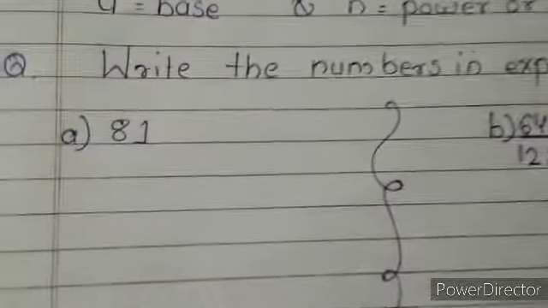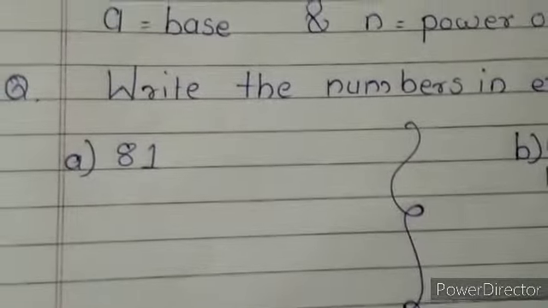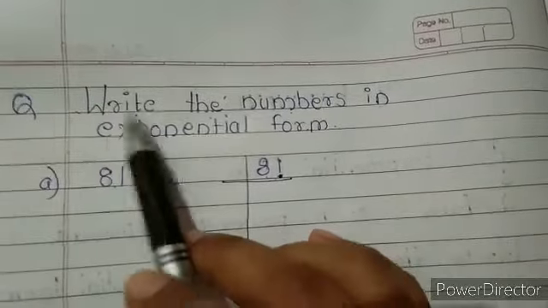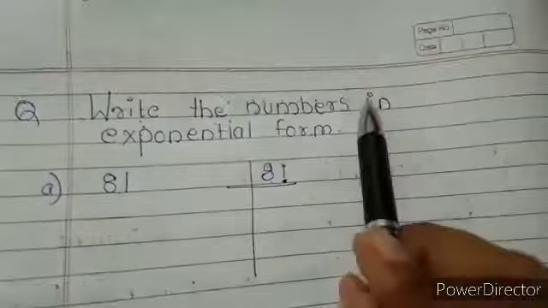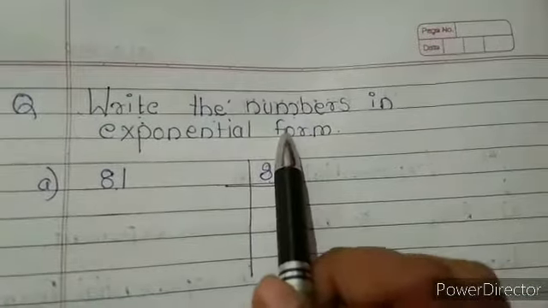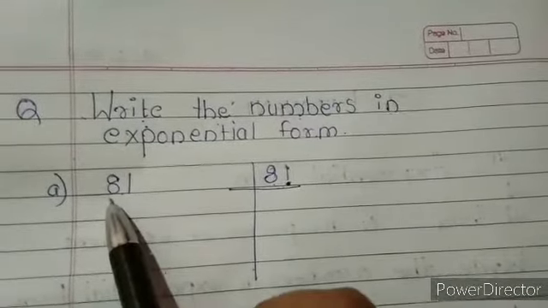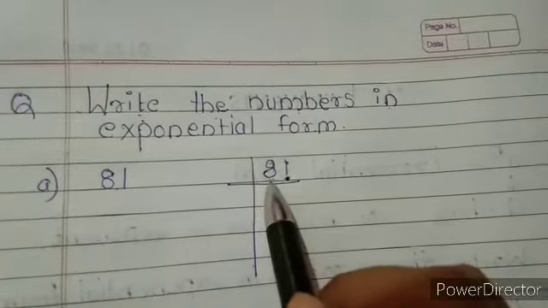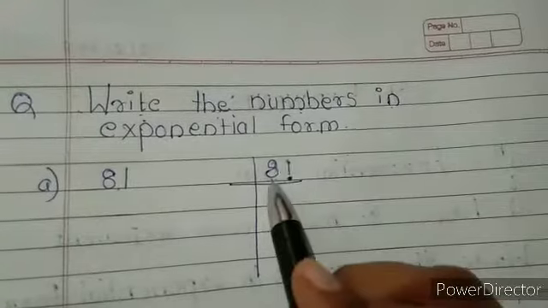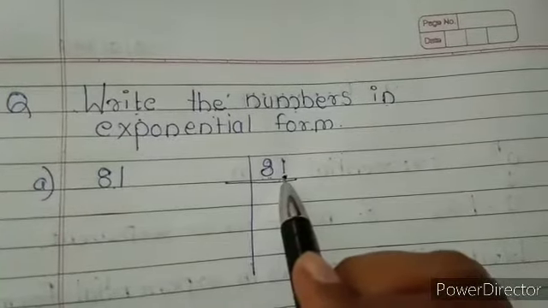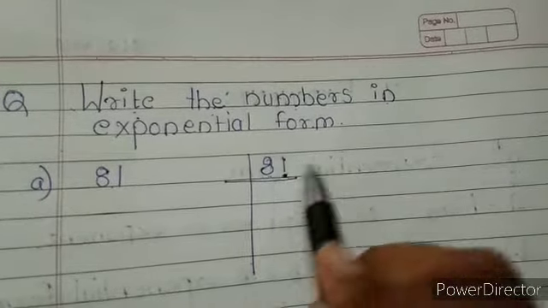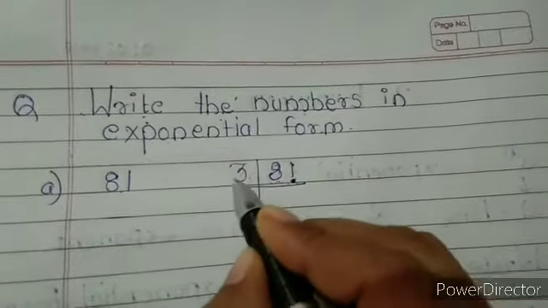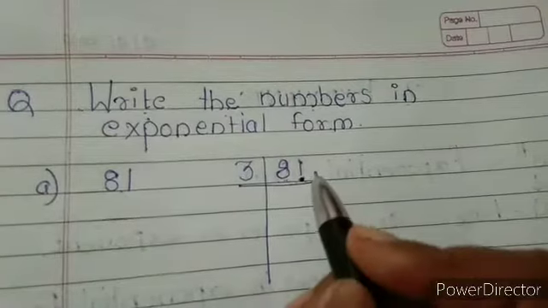Related to this, we have one question. Write the numbers in exponential form. The first number is 81. So find the factors of 81 first. 81, 1 is the unit digit, that's why this number is not divisible by 2. So try to divide it by 3. And it is divisible by 3.